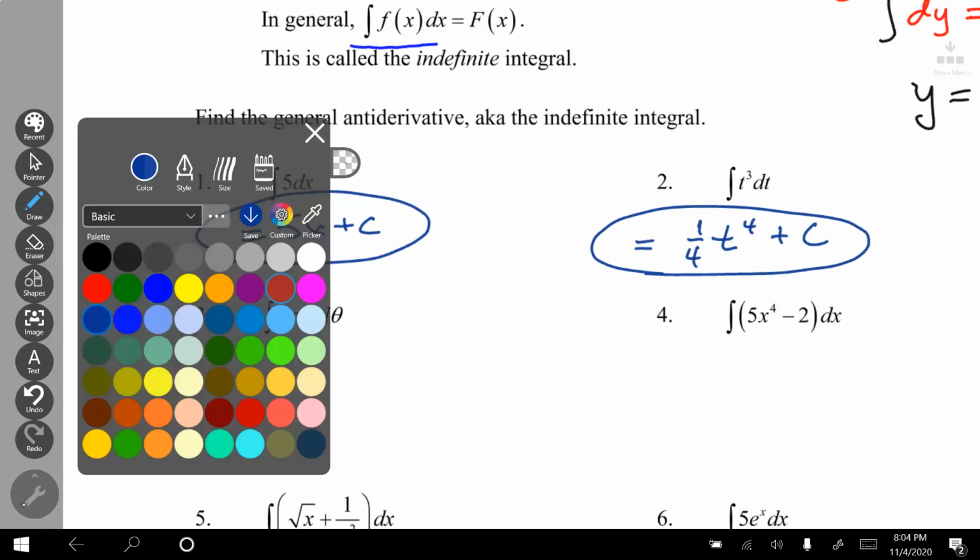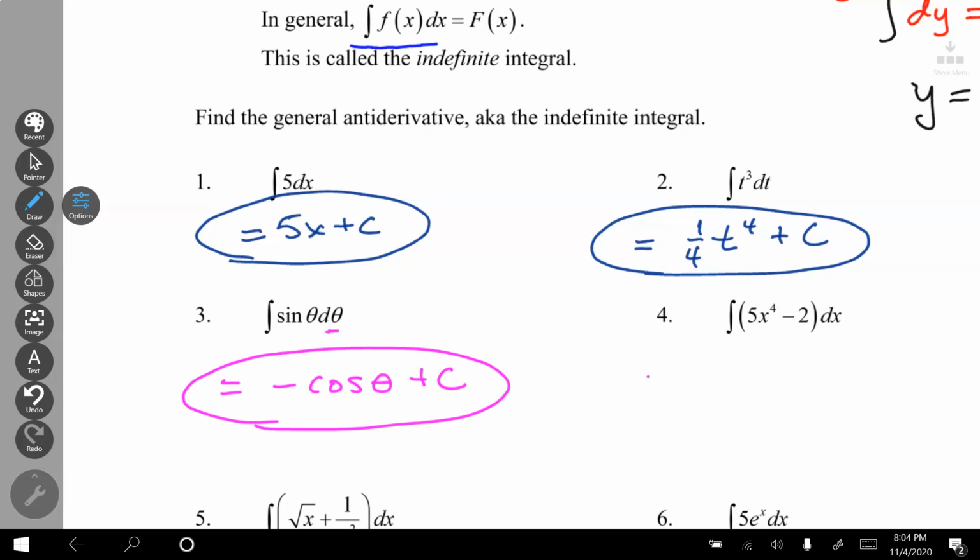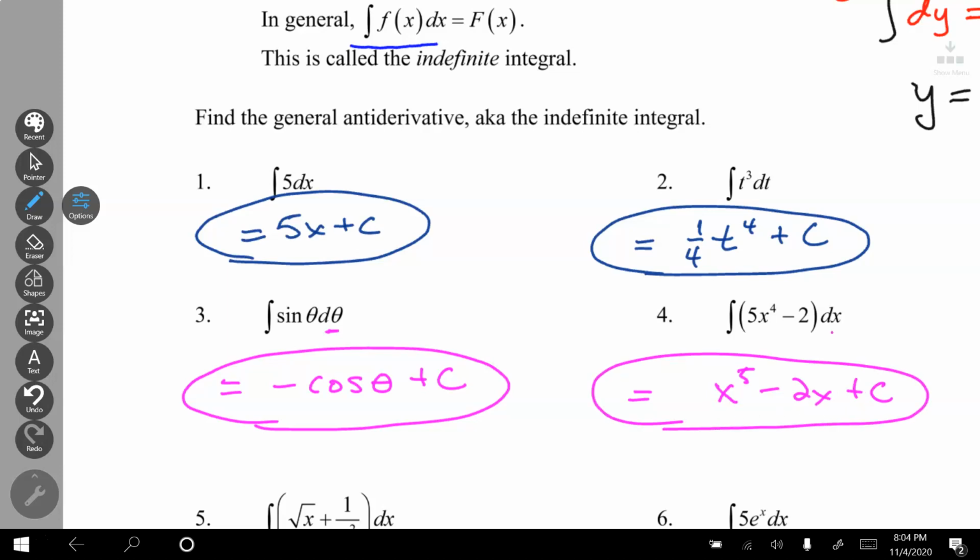The next one, I need sine as a result, so I have to start off with negative cosine of theta, because theta is my variable, plus any constant. This one is kind of what we worked before. I need x to the fifth, and that gives me my 5 later, minus 2x plus c, since I'm dealing with x, and I always have to put a plus c at the end. Always put that plus c at the end.